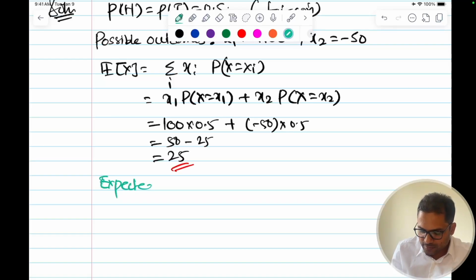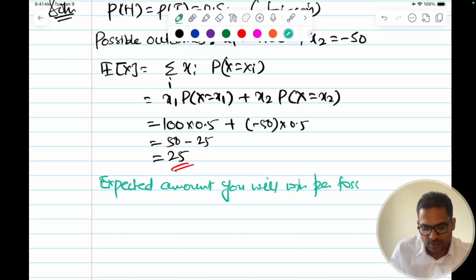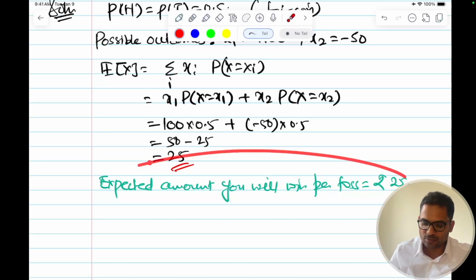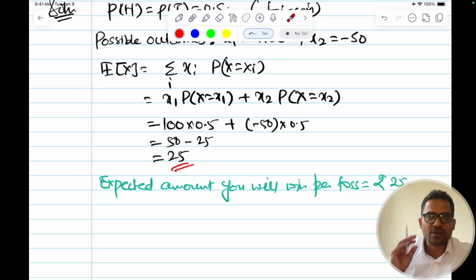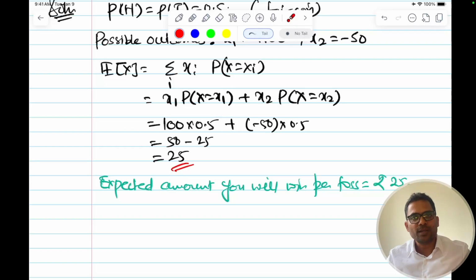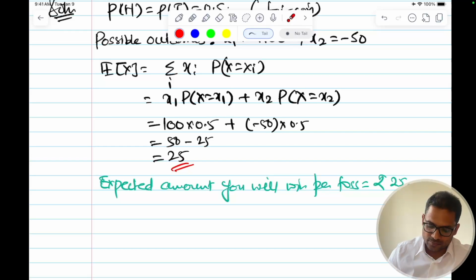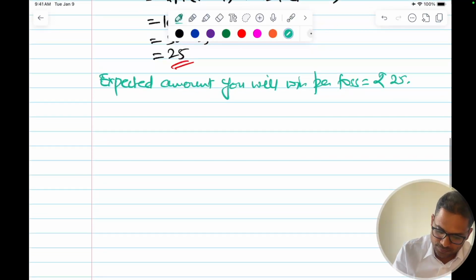So this is the expected amount you will win per toss, equal to rupees 25. That is after you have played the game for a long time. So you should expect to win rupees 25. Good deal. I hope the discrete case is clear. Now let's move to the continuous case. Very simple. Just get the definitions right and you're done.